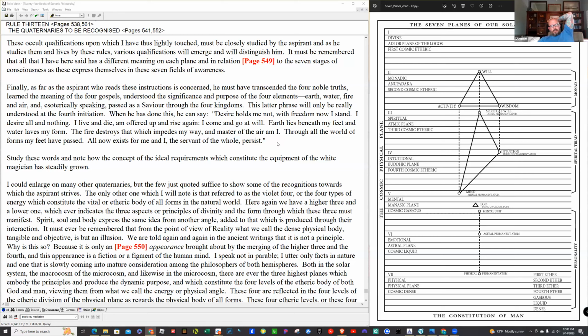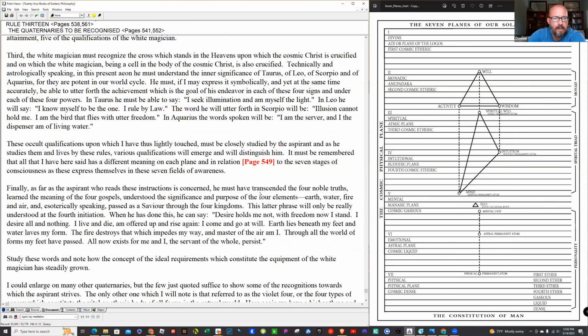So, you know, I'm always just bouncing everything off of the chart. So we look at Taurus, and it's physical, right? And, can you go back up just slightly? Yeah, while we were talking about this. Right here.